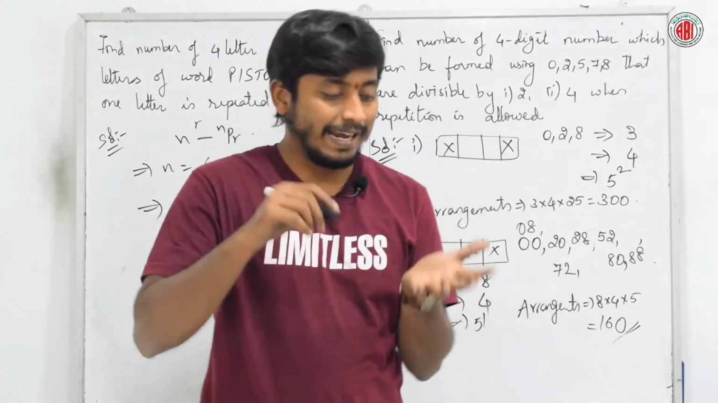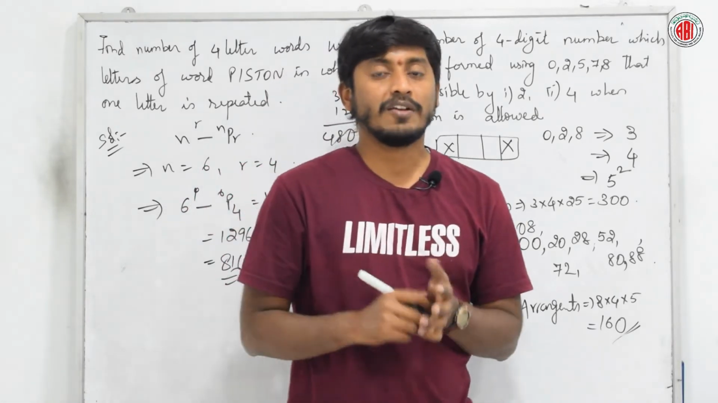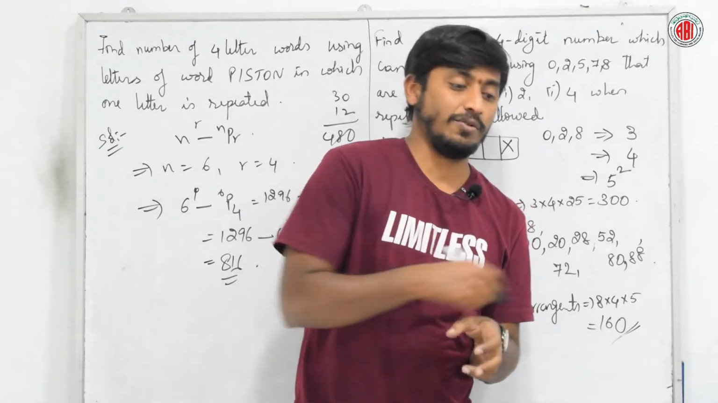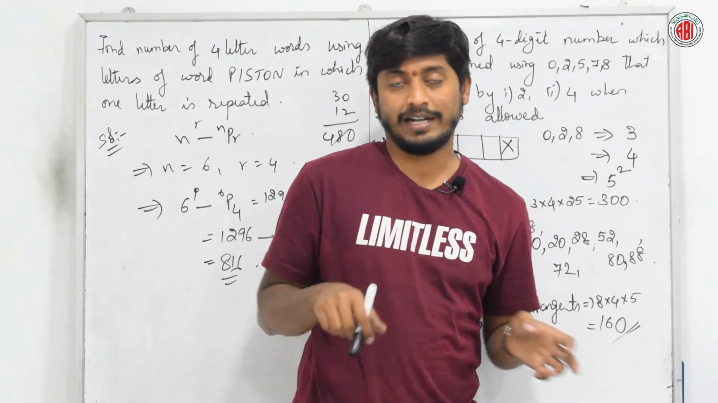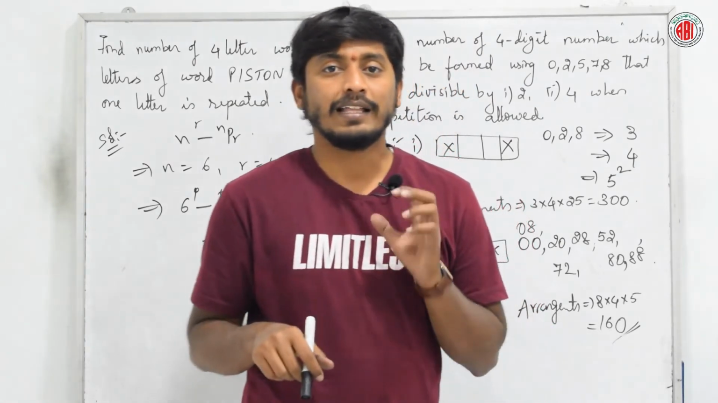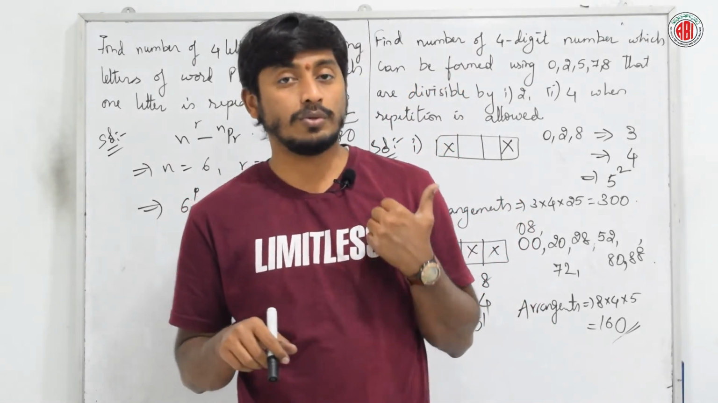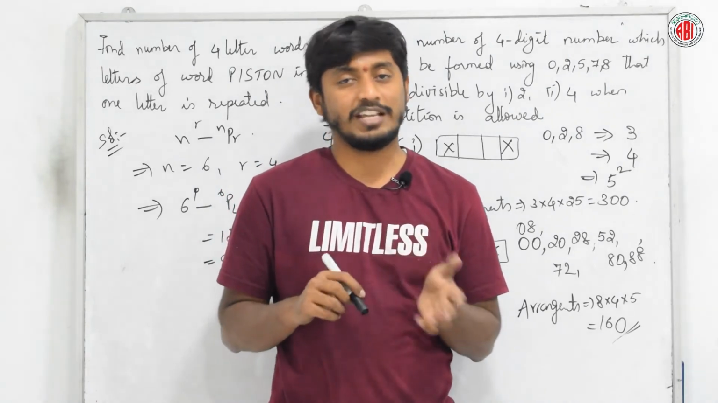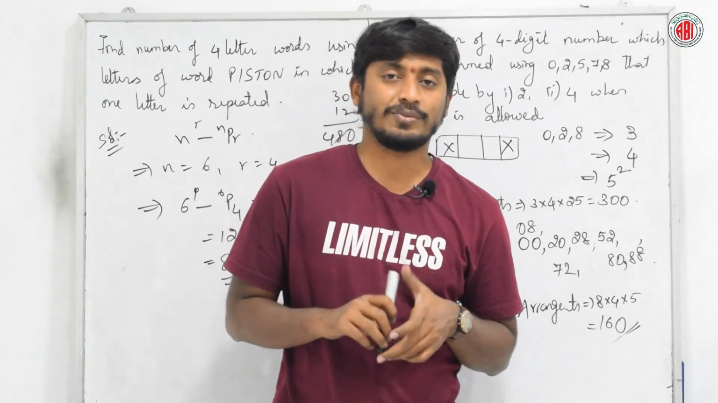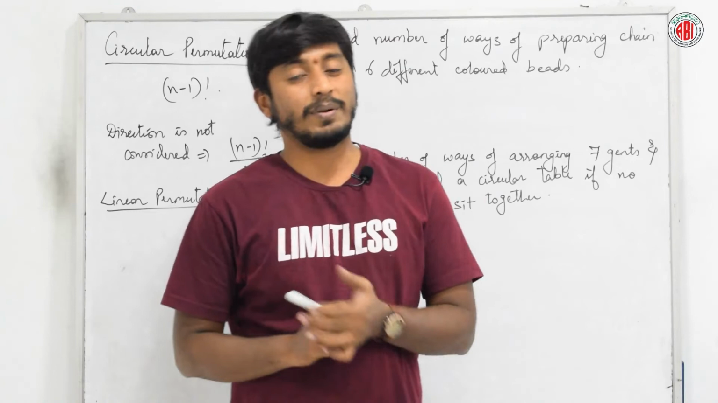What if they are arranged in a circular manner? What if one is repeating? What if it is going clockwise? If we are going anti-clockwise? Fine. That is a special concept which we are going to learn now. That is circular permutation. Shall we do? Let's do now. What is the circular permutation?